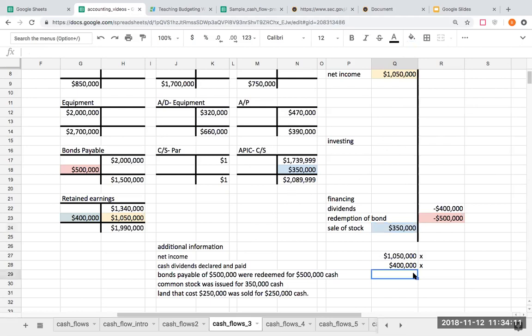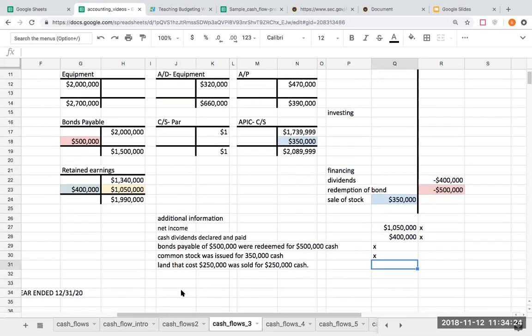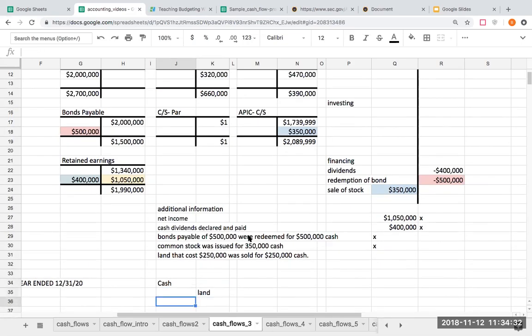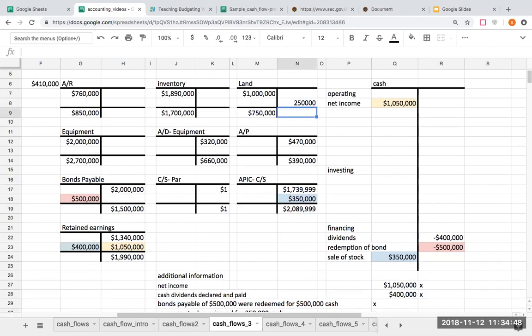Okay, so I've dealt with the bond payable, dealt with the common stock, and now it's telling me that land that cost $250,000 was sold for $200,000 cash. So when I sell land, or when I have any type of an asset sale, in this case, I would be debiting cash, crediting land for $250,000. If this was equipment, I would have an amortization question or a depreciation issue, but I don't because it's land. So if I sold land for $250,000, that must mean I'd be debiting cash for $250,000 and crediting land for $250,000.